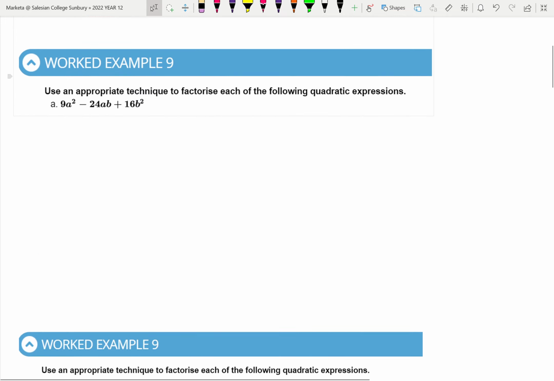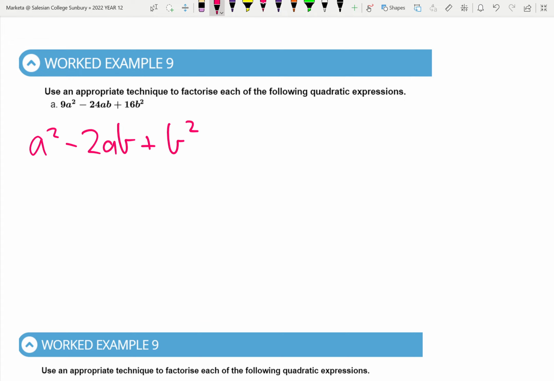Let's look at worked example 9, and they're asking us to factorise, not solve, the quadratic expressions. Notice that we can't solve it because there is no equal sign, so, well, hence we're just factorising. So don't go on to solve because then it will be wrong. When I look at this one, I see that it's probably going to be our identity of a squared minus 2ab plus b squared. And of course that will factorise to (a minus b) squared.